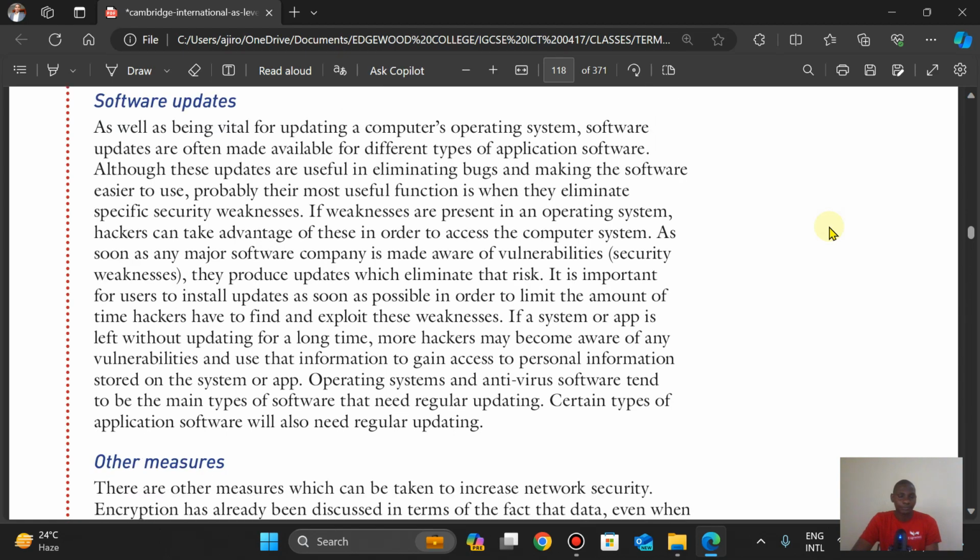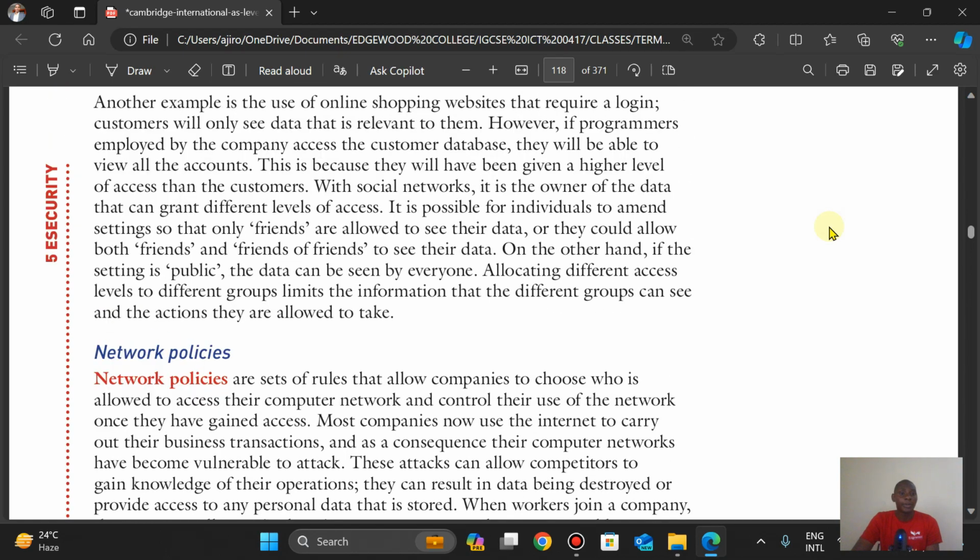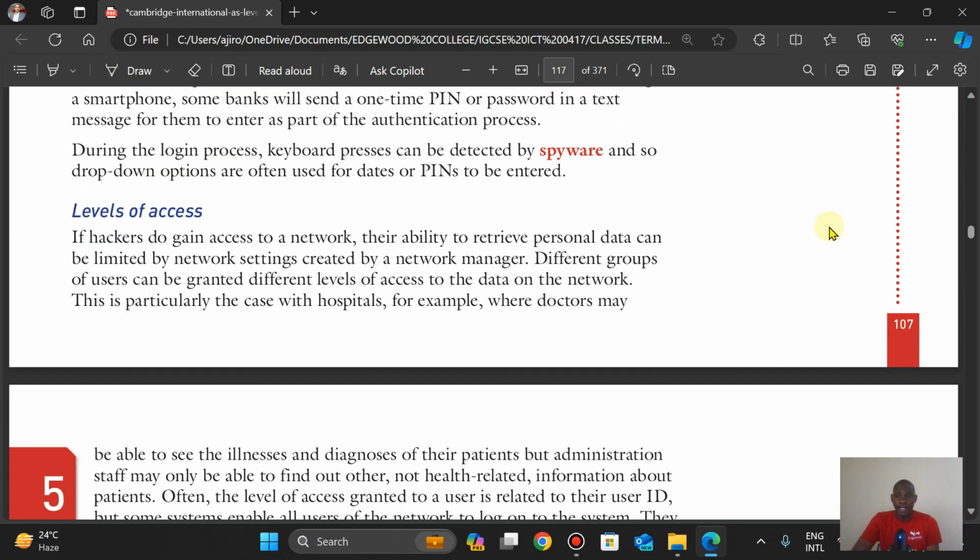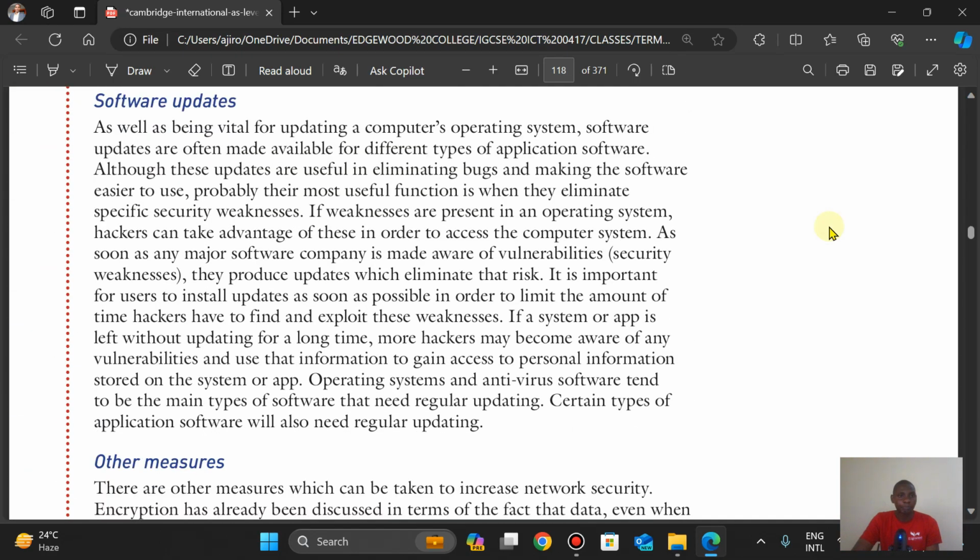Software update. Now, what we are talking about here is software updates. Software updates simply means you're updating a computer's operating system. They are made available for different types of application software. Although these updates are meaningful in eliminating bugs and making the software easier to use, software updates also bring new features that are added to that particular software. Probably their most useful function is when they eliminate specific security weaknesses.